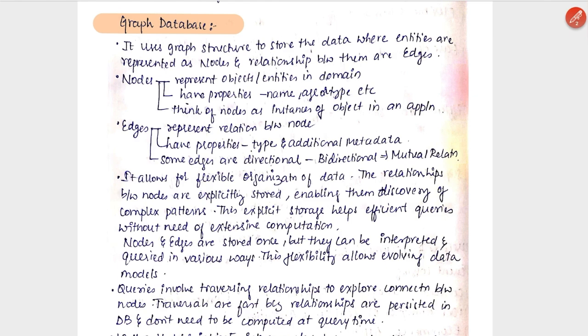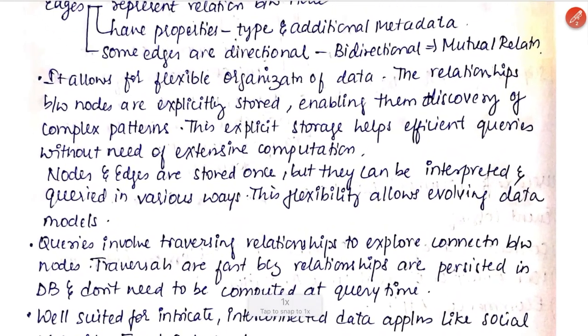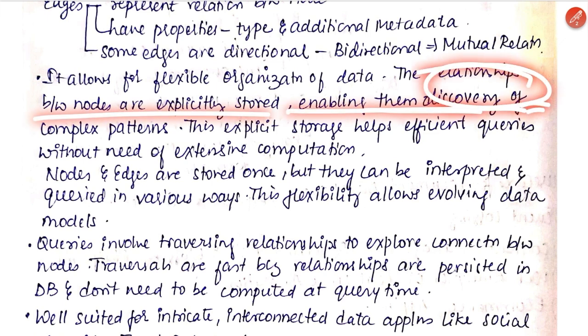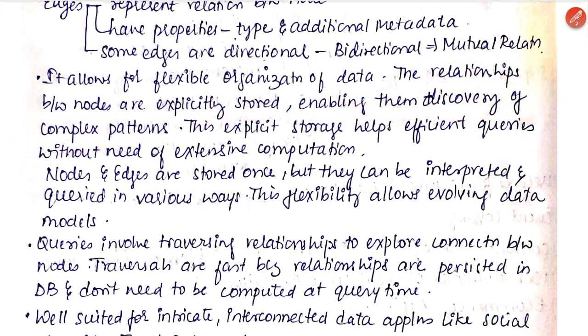Speaking about the organizational advantages, a graph database allows for flexible organization of data. The relationships between these nodes are explicitly stored, enabling them to discover complex patterns. By explicitly storing this, it helps us with efficient queries without the need for heavy computation, or any schema changes. You can easily get the data here.